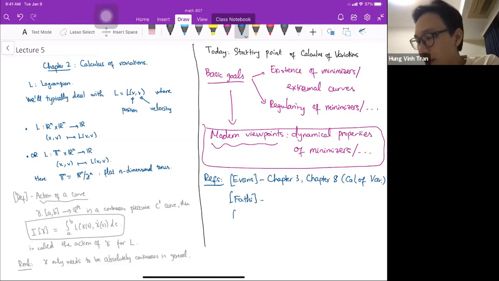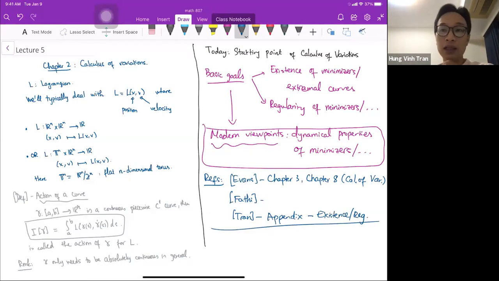There is a simpler setting. You can also see in my book, in the appendix, there's a simpler proof about existence and regularity for the simpler setting. I'm going to do it more advanced here. We're going to go to the very general setting. Okay, so let's start.